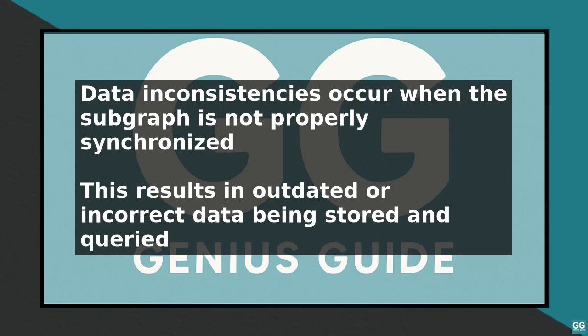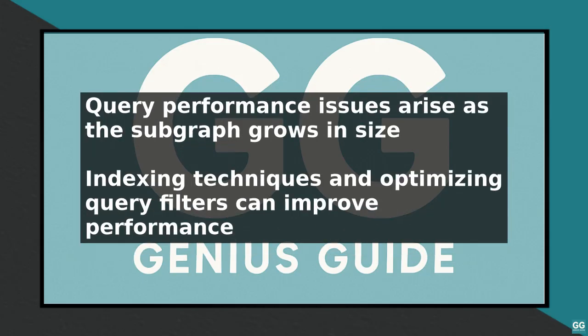Common Issue 2: Query performance. Another common issue with Uniswap Subgraph is query performance. As the subgraph grows in size, queries can become slower and more resource-intensive. To optimize query performance, developers can use indexing techniques, such as creating indexes on frequently queried fields, and optimizing query filters to reduce the amount of data being queried.